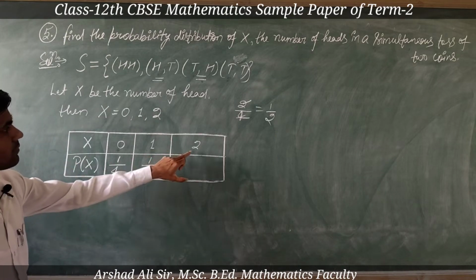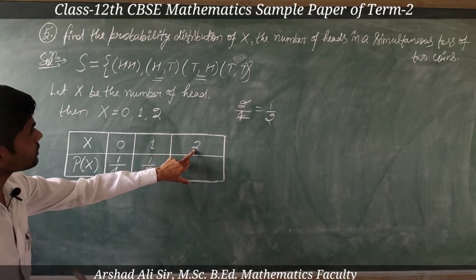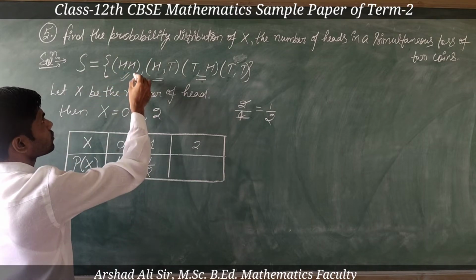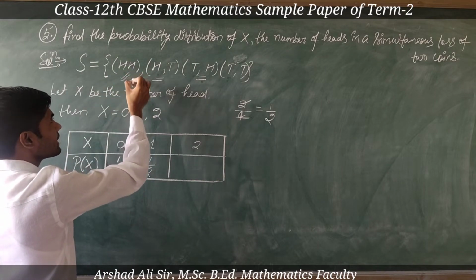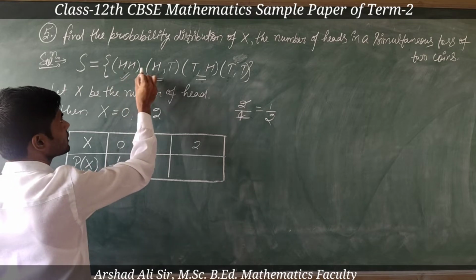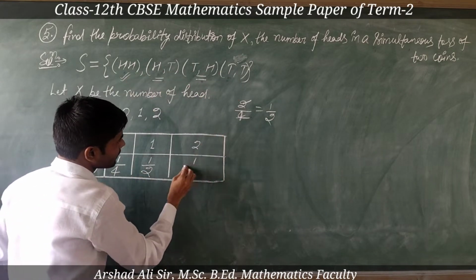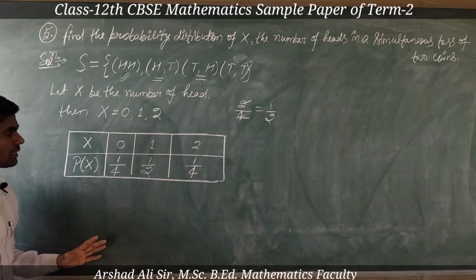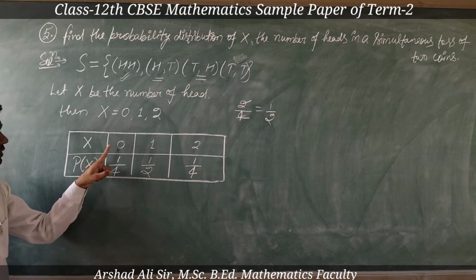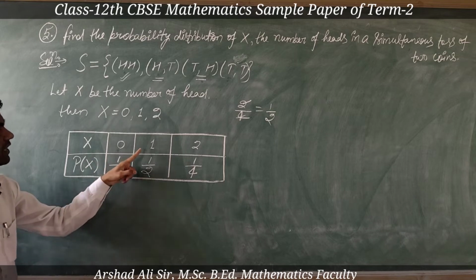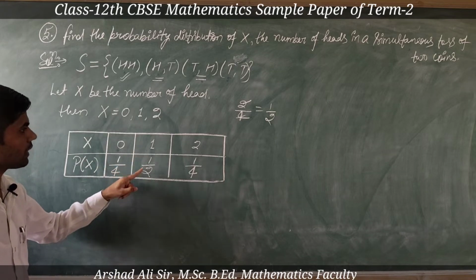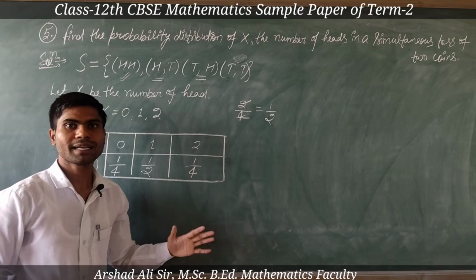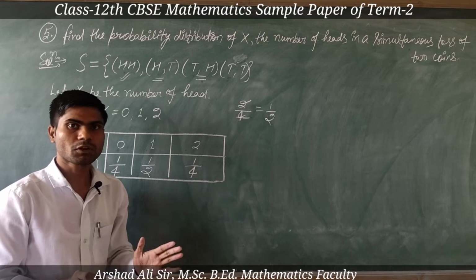Now in the next column, 2 means 2 heads. There is only one outcome. So 1 is the favorable outcome and the total outcomes are 4, 1, 2, 3, 4. The probability of 2 heads will be 1 by 4. So probability of 0 heads is 1 by 4, probability of 1 head will be 1 by 2 and probability of 2 heads will be 1 by 4. My dear student, it was a very simple question.